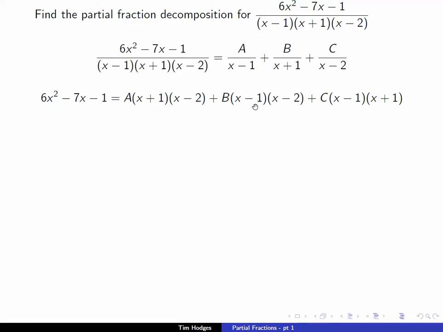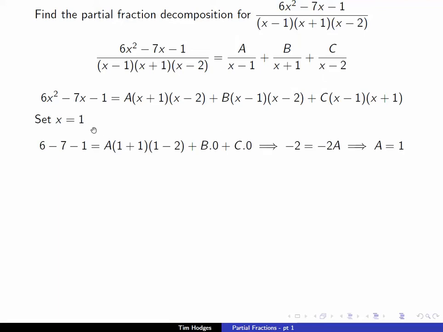To find a, b, and c, we follow the same kind of procedure as we did before. We choose values of x which make two of the terms equal to 0. For instance, taking x equals 2 will make the first two terms 0 and give us an expression for c. Or setting x equal to 1 will make the last two terms equal to 0 and give us an expression for a. Here it'll give us 6 minus 7 minus 1 on the left-hand side, which is minus 2. And over here, it'll give us minus 2a. And so that tells us that a must be equal to 1.